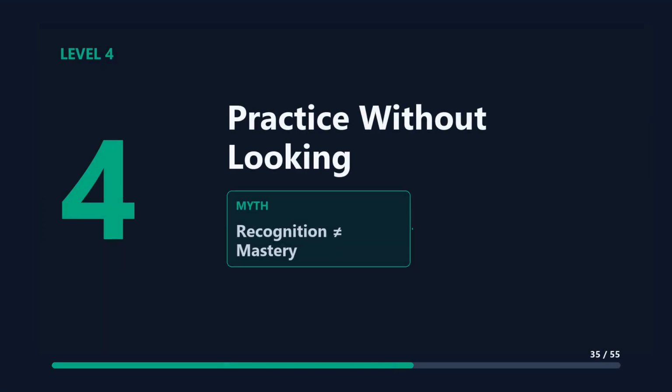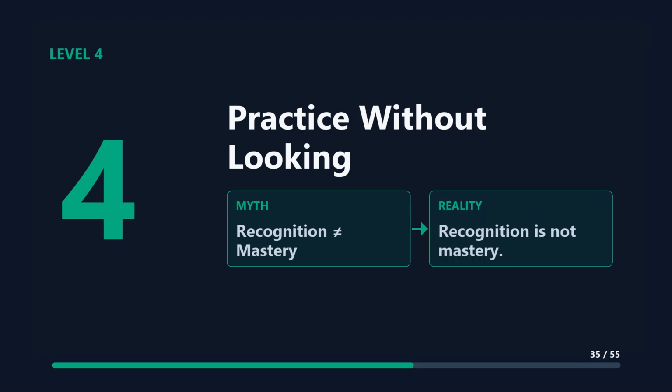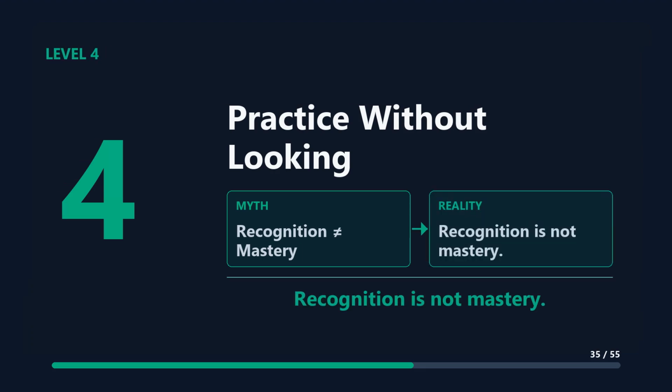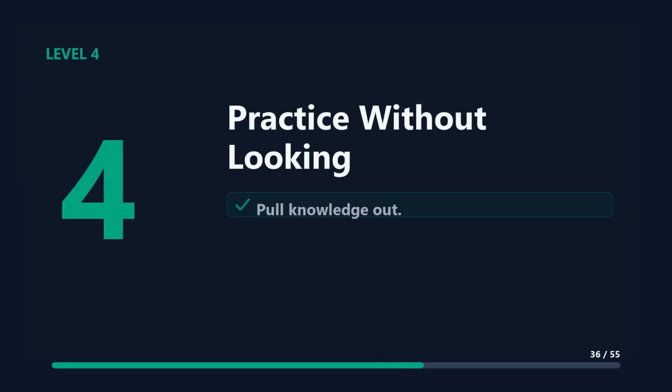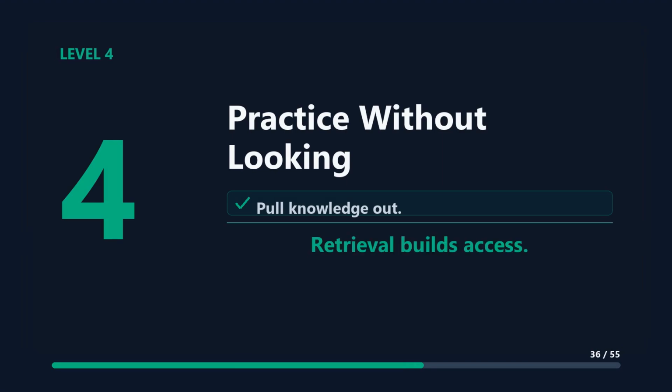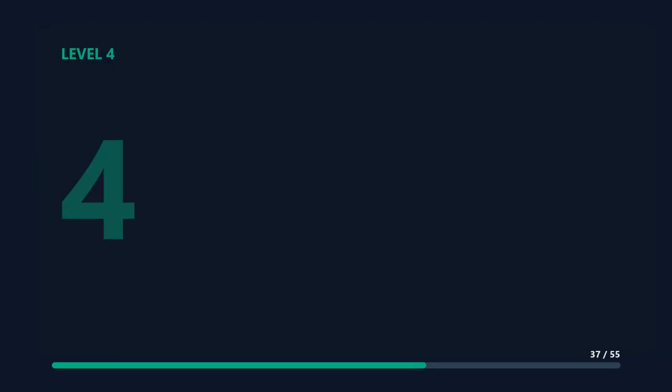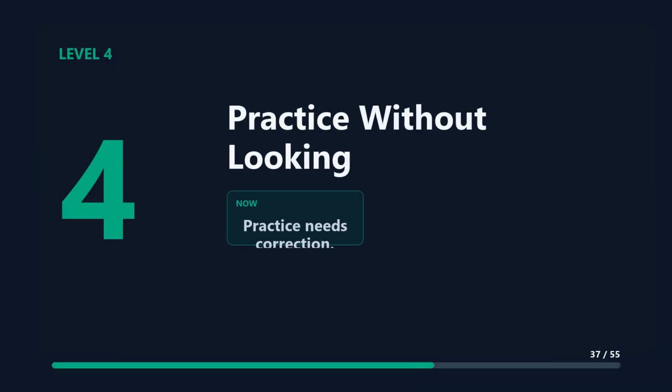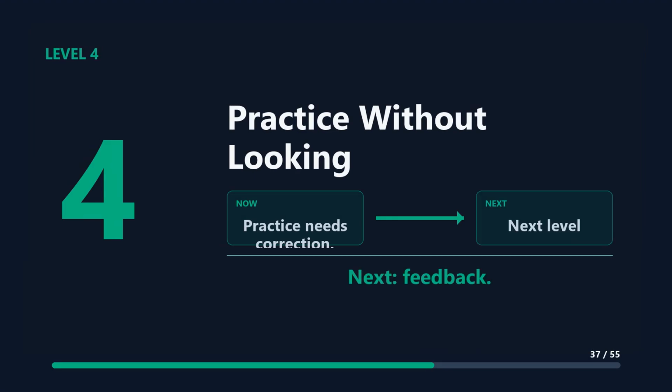Many people confuse recognition with mastery. If something looks familiar while you are watching, that does not prove you can do it alone. This stage matters because the point is not only to put information in. The point is to pull knowledge out, test it, correct it, and make it usable. But practice by itself can still be dangerous. If you repeat the wrong thing, you can get faster at being wrong. That is why feedback comes next.